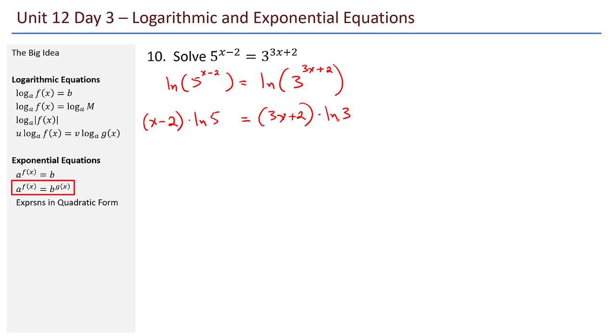All right, at this point, we need to solve for x. So here's our strategy. I'm going to expand both sides, so I'll distribute my natural log of 5 and distribute the natural log of 3. Then every term that has an x, I'll move to the left side of the equation. Every term that does not have an x will move to the right side. That will let us factor an x out of the left side and solve for x.